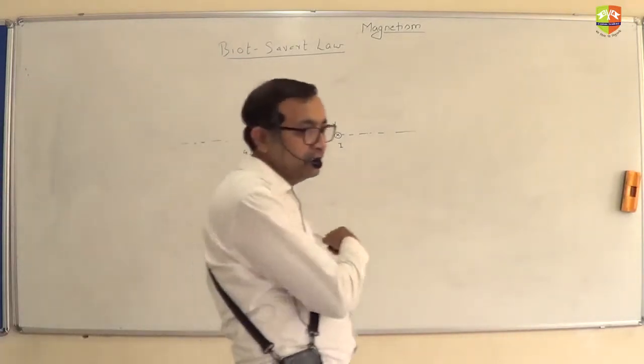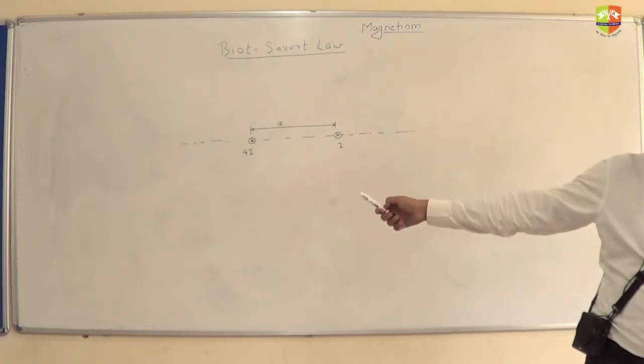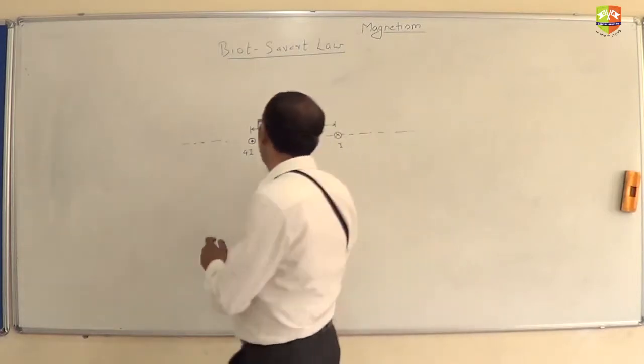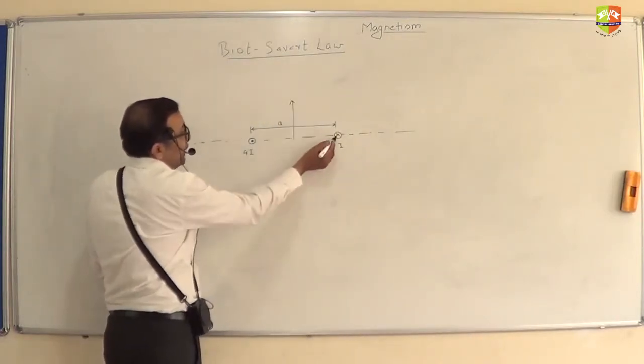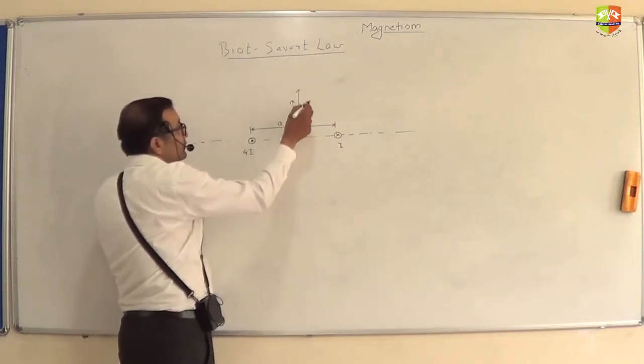Okay, tell me, did you get it? Can it be zero between the wires? Why? They'll add up. The magnetic field because of this one, between them, will be where? It will be up. Due to that one, it will be what? It will be again up. So they'll add up.